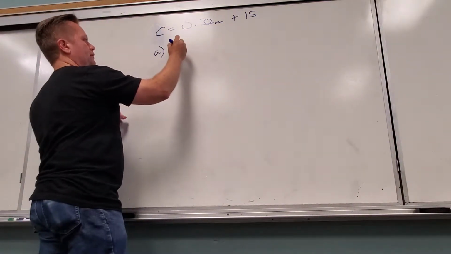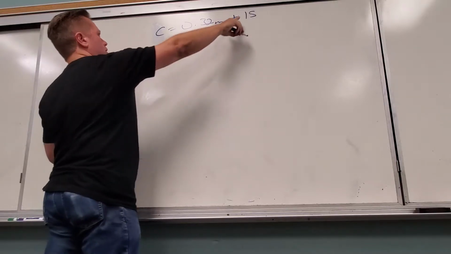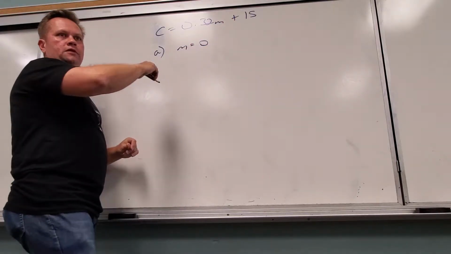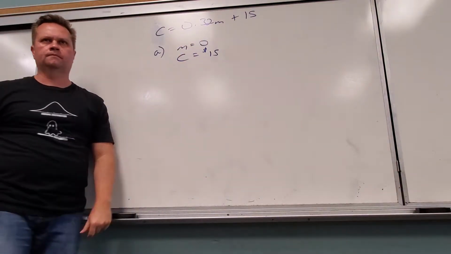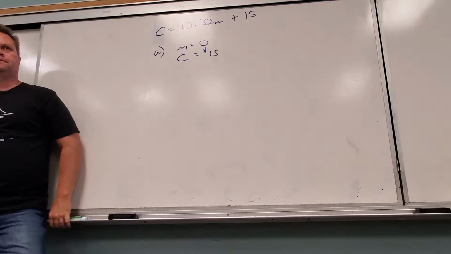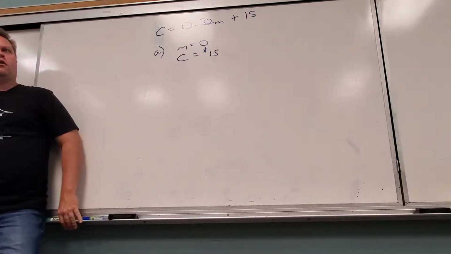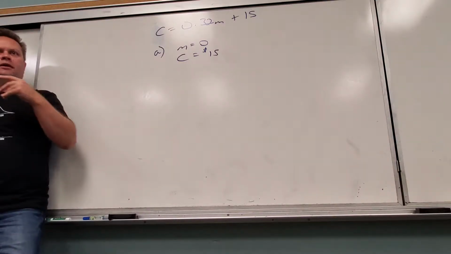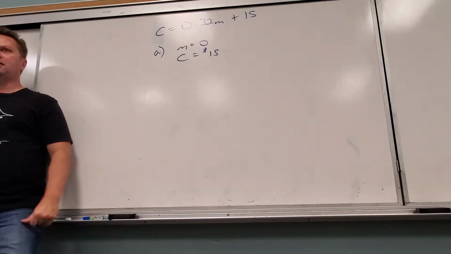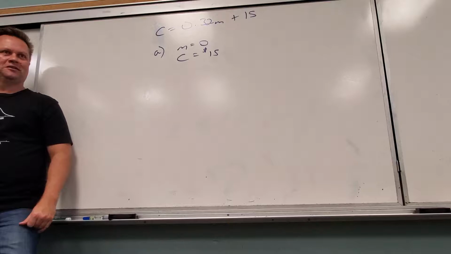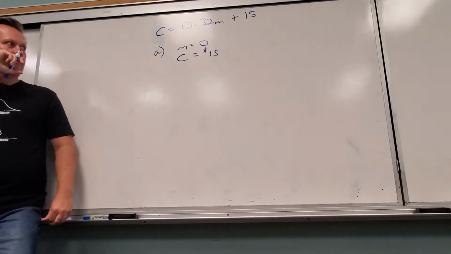So part A says, what if you drove nowhere? And that's just going to be, of course, 15. So the cost will be $15 even if you don't go anywhere. It's like if you call a hotline and it costs $5 to connect and then $1 for every additional minute. You have to pay $5 even if you immediately hang up. It's going to show up on your bill. Too bad for you.